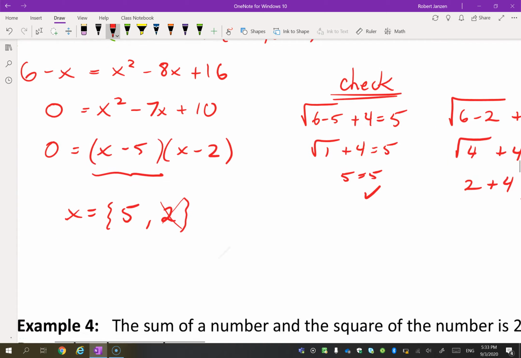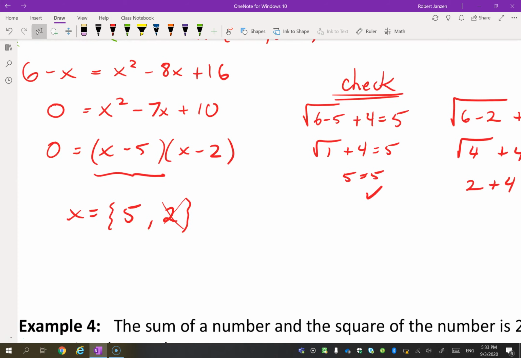Now, just so you know, if you were to just write the answer is 5, you would not get full marks. You would lose a full mark. You need to show that there are 2 answers and that you're rejecting one of them. Okay? That's important.